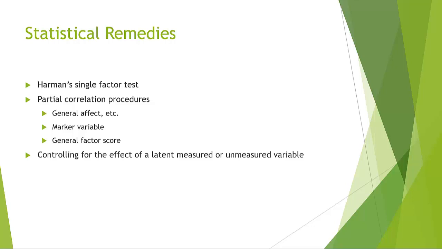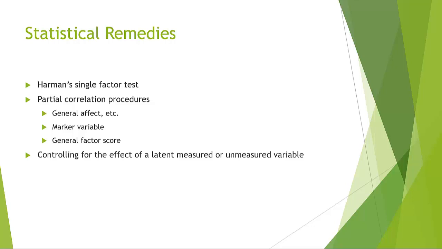with or without it. And then also I can look at something like a general factor score and partial that out. So I can go through and complete Harman's single factor test, capture the variance that's due to that single factor, and then partial that out from the relationship between the independent and the dependent variable to determine whether it still exists, etc.